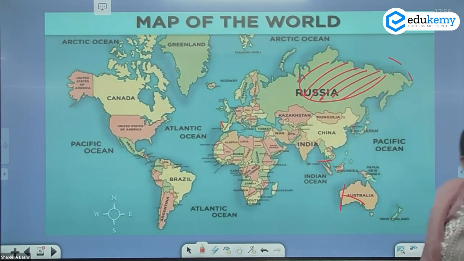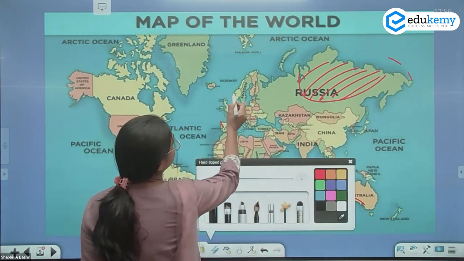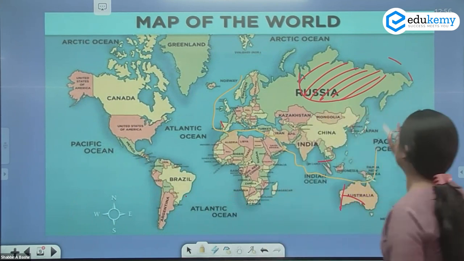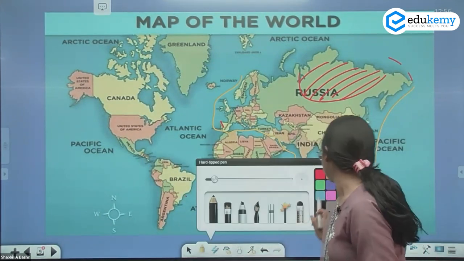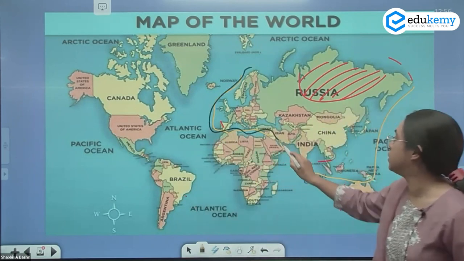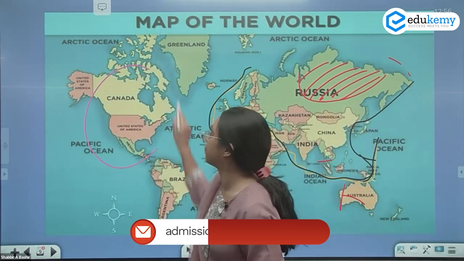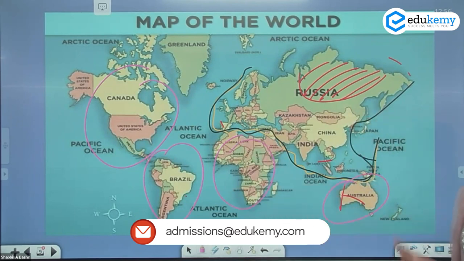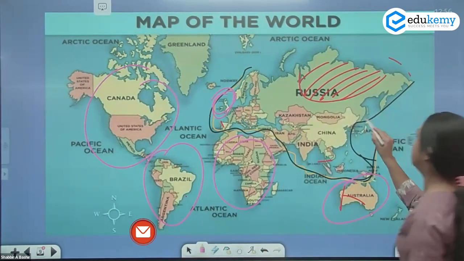What is the inner crescent? The inner crescent is this region, not the UK. This arc-like region is your inner crescent. What is the outer crescent? North America, South America, Africa, Australia. These are the outer crescent. And your UK, this is the UK one, and Japan.